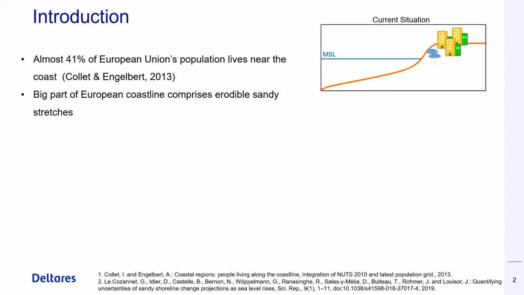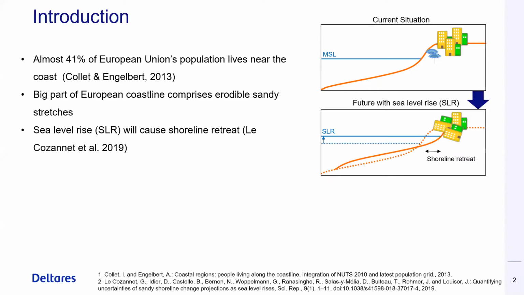So in Europe, quite a high percentage of the population is located near the coast, with a lot of infrastructure and a lot of assets. Besides that, a big part of the European coastline comprises sandy beaches, which are erodible. And especially with sea level rise, besides the direct inundation that will come from the increase of the water levels, there are some morphodynamic changes that will include an even larger shoreline retreat that will endanger most of the infrastructure located near the coast.